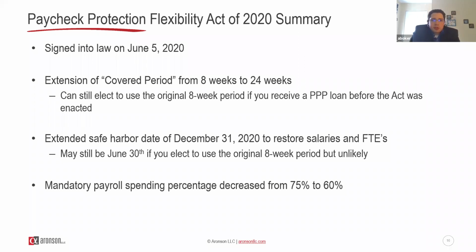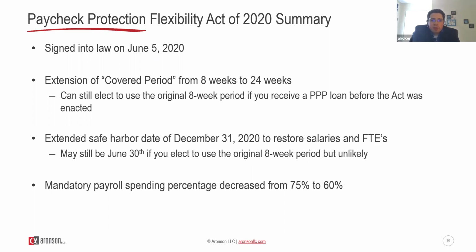The Paycheck Protection Flexibility Act was signed into law on June 5th, and we're going to give you a summary of what this entailed. The first thing, and this is a big change, is the covered period got switched from 8 weeks to 24 weeks. The one thing I will caveat is that you still have the opportunity to use the 8-week period. There are still going to be business owners where the 8 weeks makes sense and they'll be able to make all the metrics work with regards to the loan forgiveness. So you still have the option of using the 8-week period versus the 24-week period.